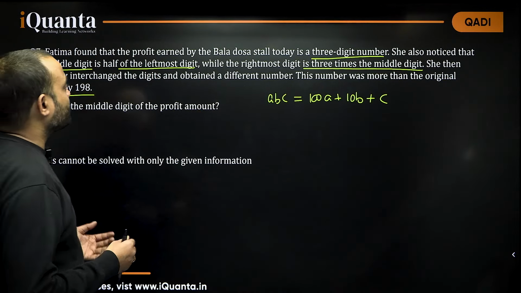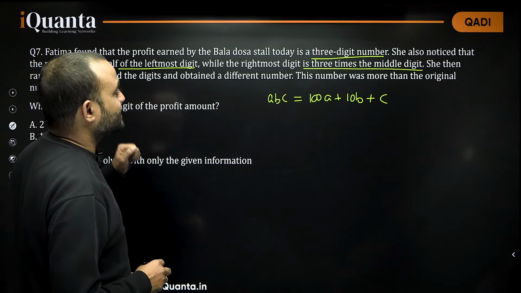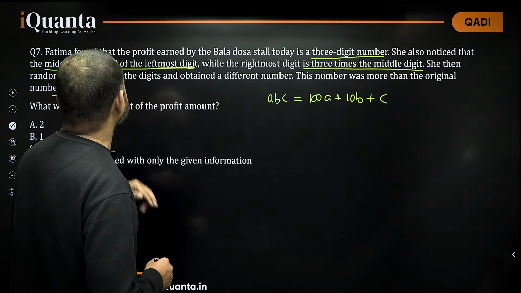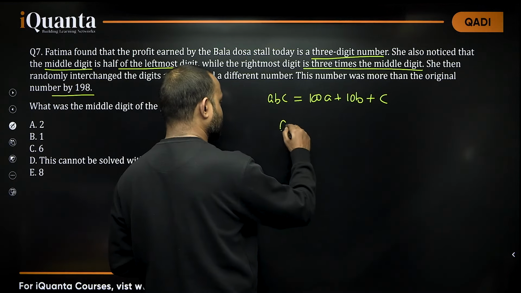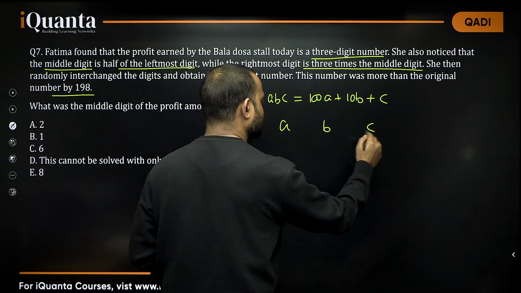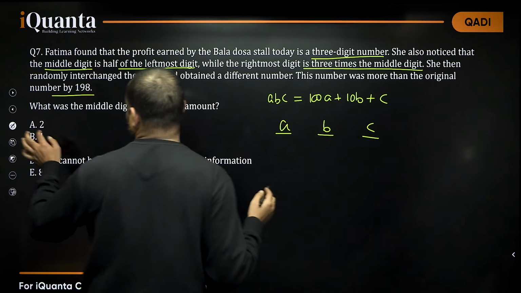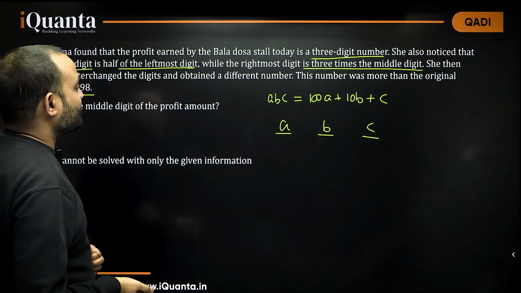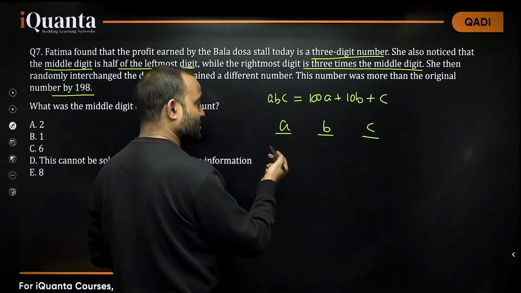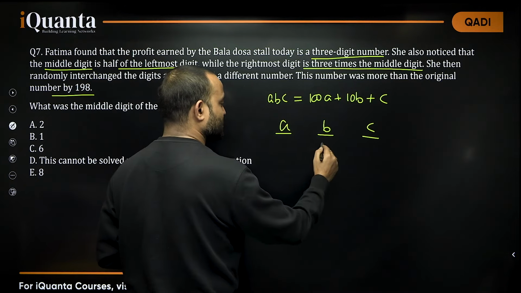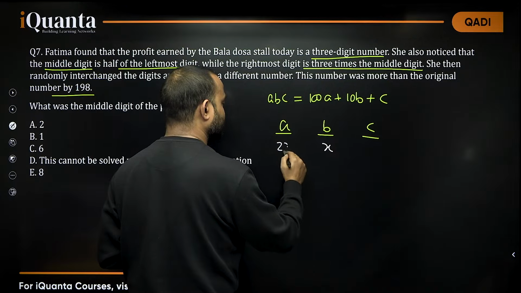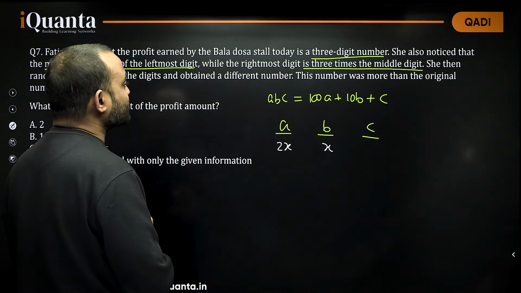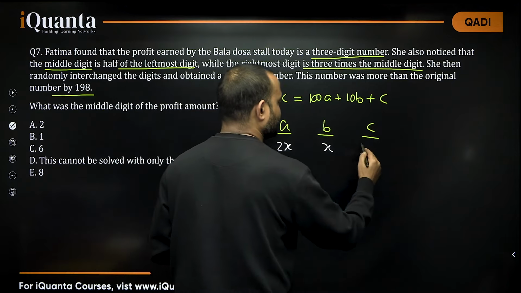So before we go forward, let's try to understand this, that she also noticed that the middle digit is half of the leftmost digit. A, B, C. What are the possibilities? The middle digit is half of the leftmost digit. Leftmost digit is A, or we can say this is double of this. So if this is x, this is 2x. While the rightmost digit is 3 times the middle digit. So this will be 3x.